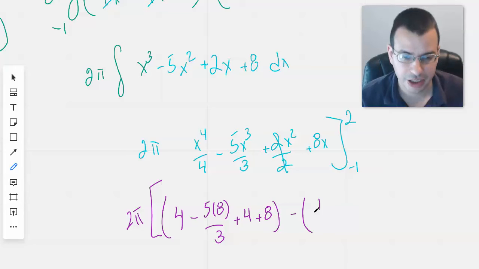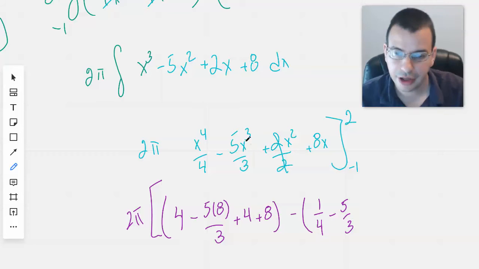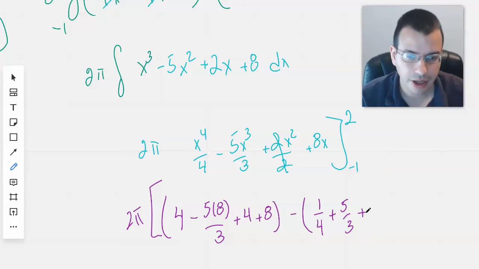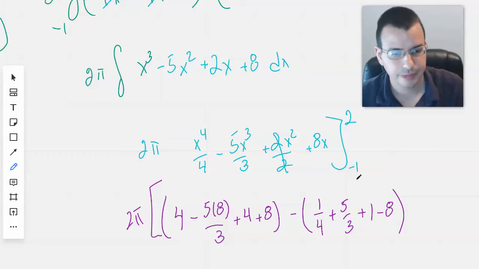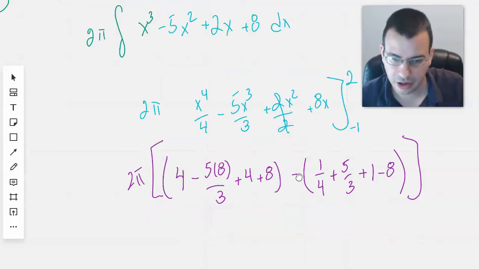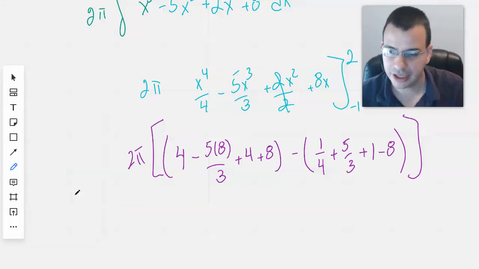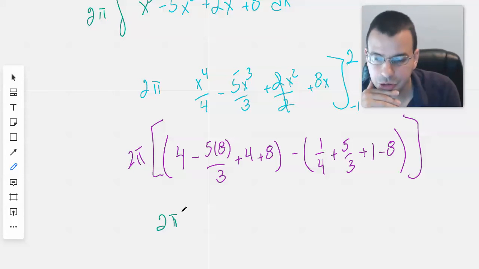-1 to the 4th is going to be 1, specifically positive 1. But -1 to the 3rd will be -1. So we have plus 5/3. Plus 1 minus 8. Okay? Now we're going to have to do a lot of simplifying. Darn you simplifications. Okay. 2 pi.